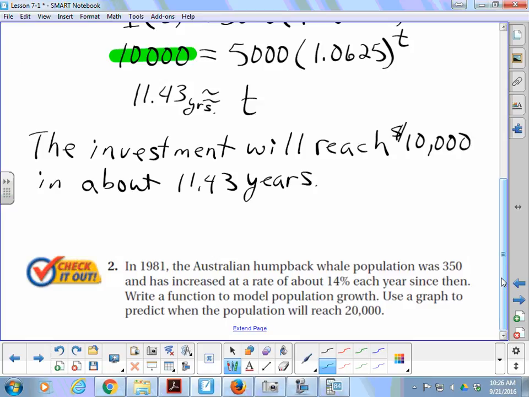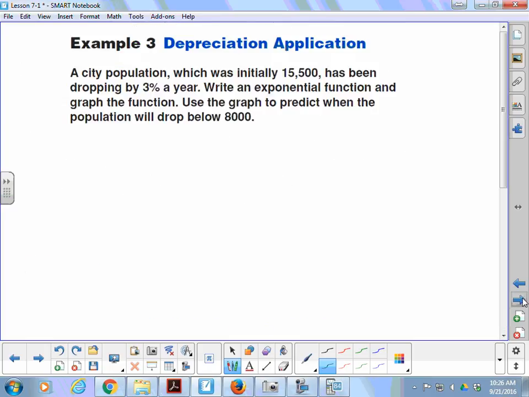Okay, let's do the decay one then. All right, so we'll go over here. Everybody got that one all right? All right, so here's a decay problem.